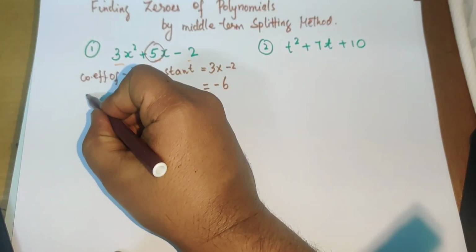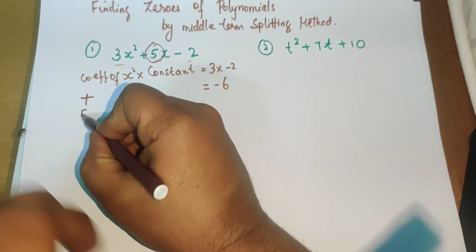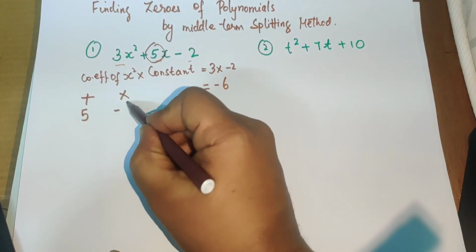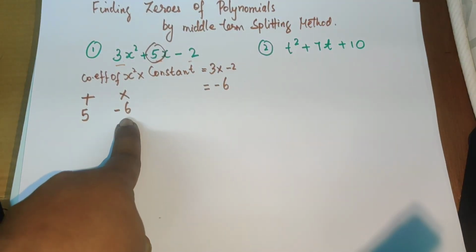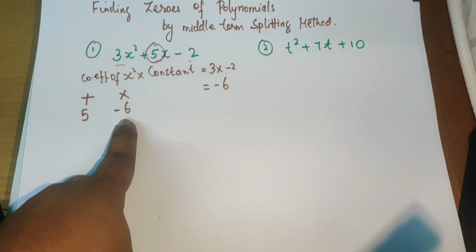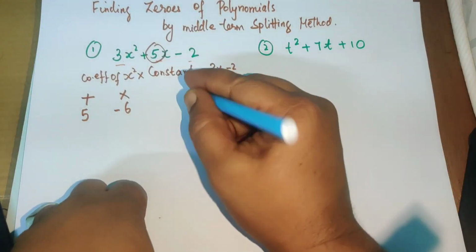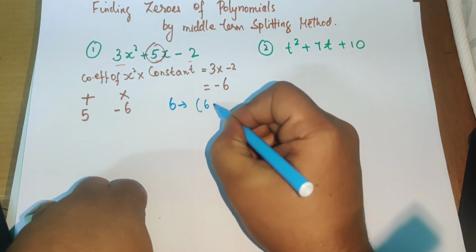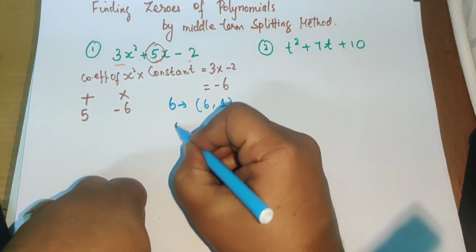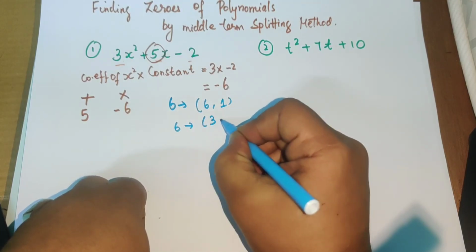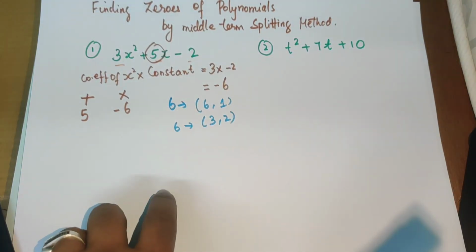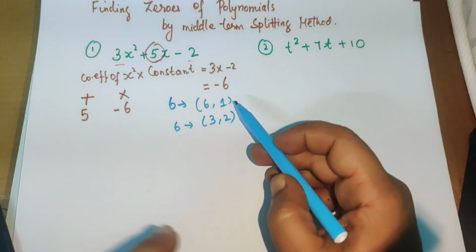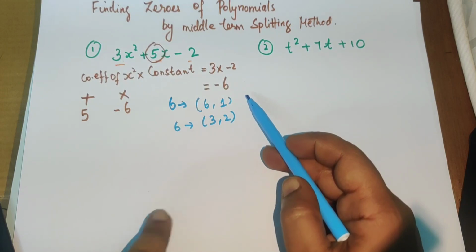So basically, when we add we should get 5, and when we multiply we should get minus 6. So what are the factors of 6 we have to include? 6 can be expressed as 6 into 1, which is one pair, and 6 also can be expressed as 3 into 2. Which is the correct pair for our question, we have to check.